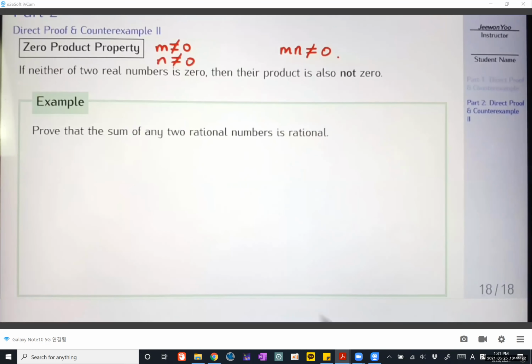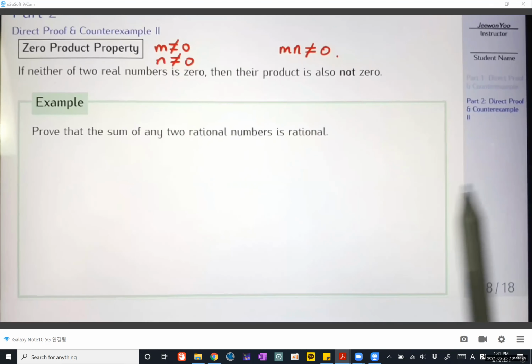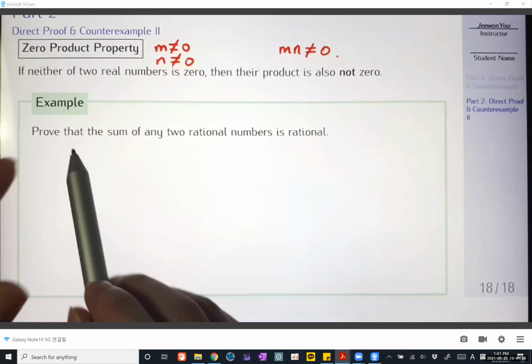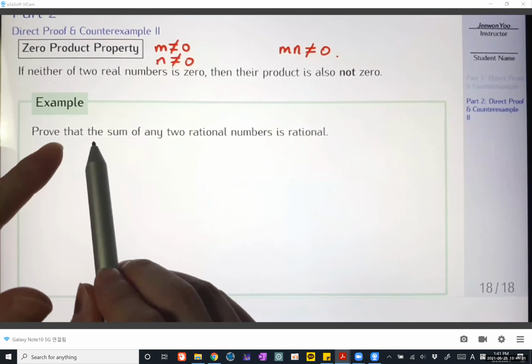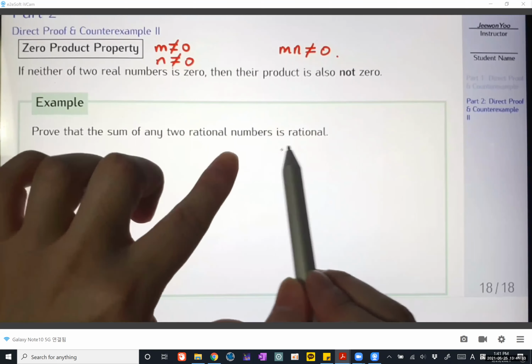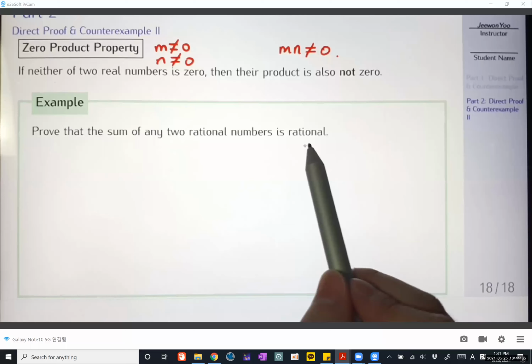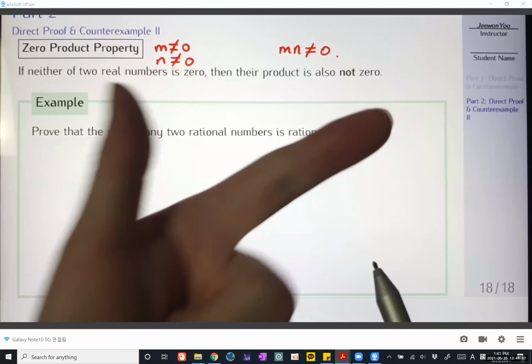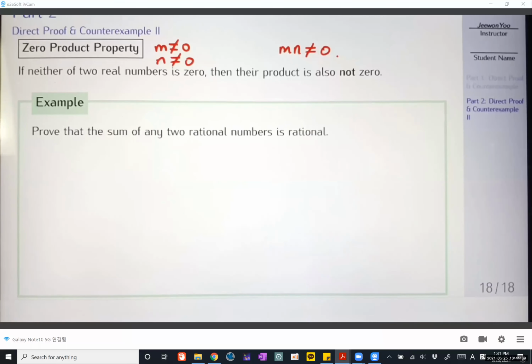Okay, here's the question. I have a question for you. This is the last one for today. Prove that the sum of any two rational numbers is rational. Do you think this statement is a universal statement or an existential statement? What do you think?